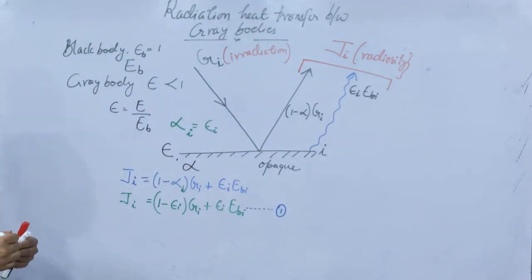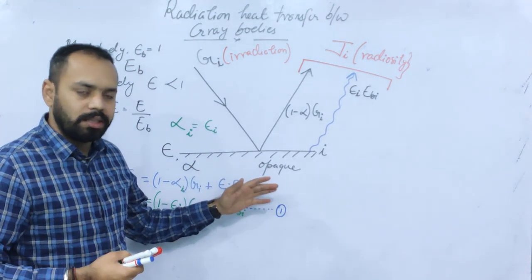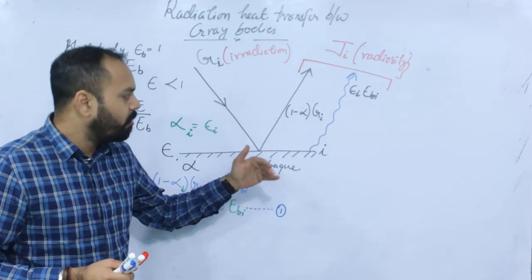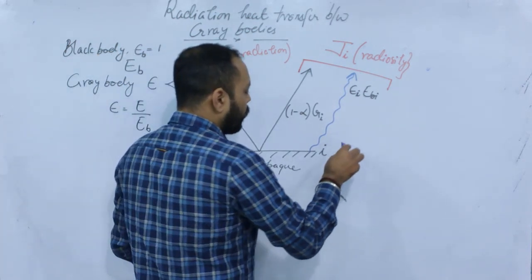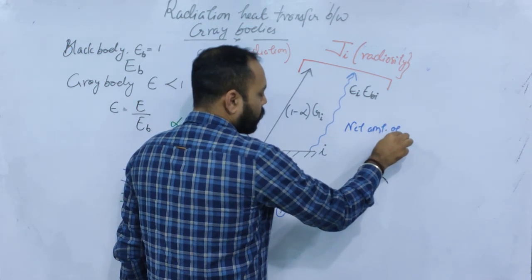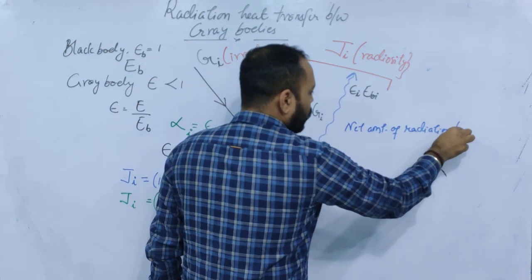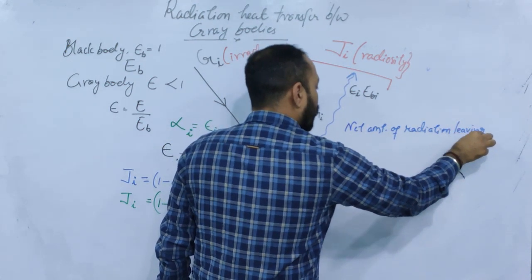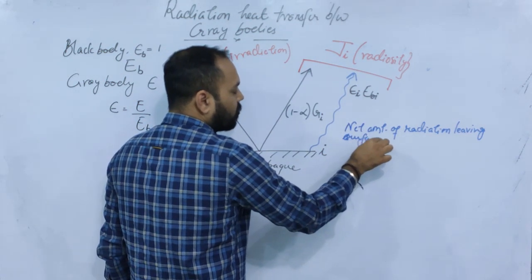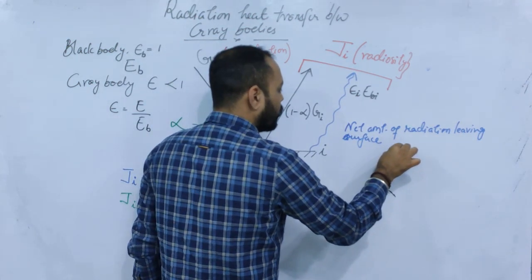Right. Now, if this is a surface, can you tell me what is the net amount of heat, or net amount of radiation, let's call it radiation, of course per unit area, per unit time, leaving from the surface I. So let us write that net amount of radiation leaving surface I. I am already assuming that the net direction of heat transfer is from the surface to the surrounding, leaving the surface I.